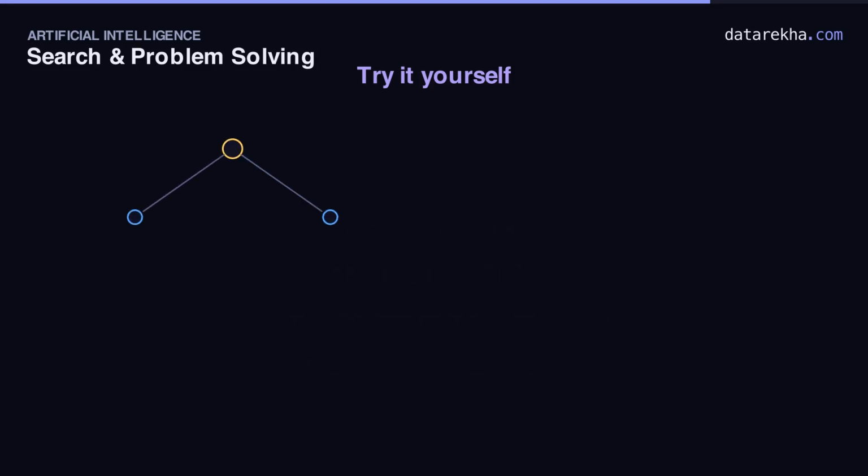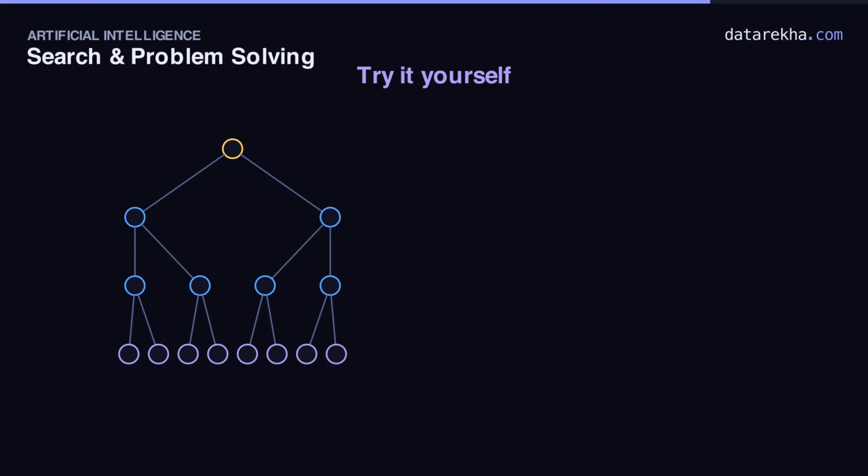Here's the tree. Level by level, the root is 1 node. Its 2 children make 2. Each of those has 2, giving 4 at depth 2. And each of the 4 has 2. So depth 3 holds 8 nodes. That's 2 cubed. The count doubles every level, so the answer to the first question is 8, 2 to the 3.